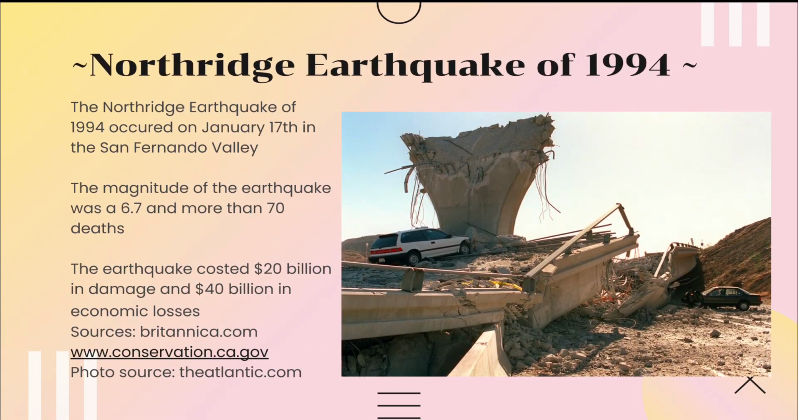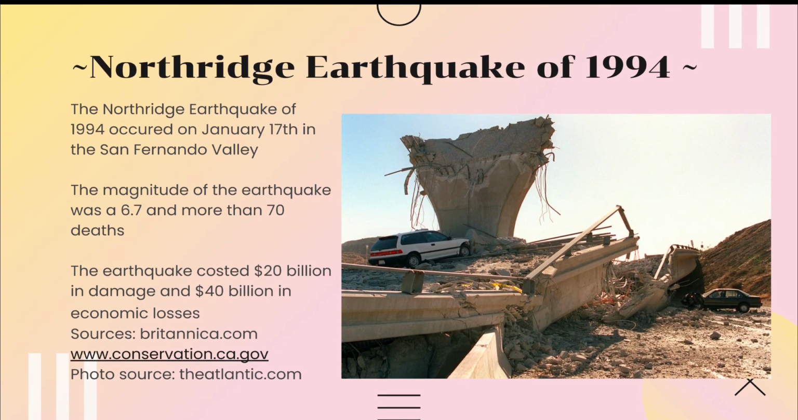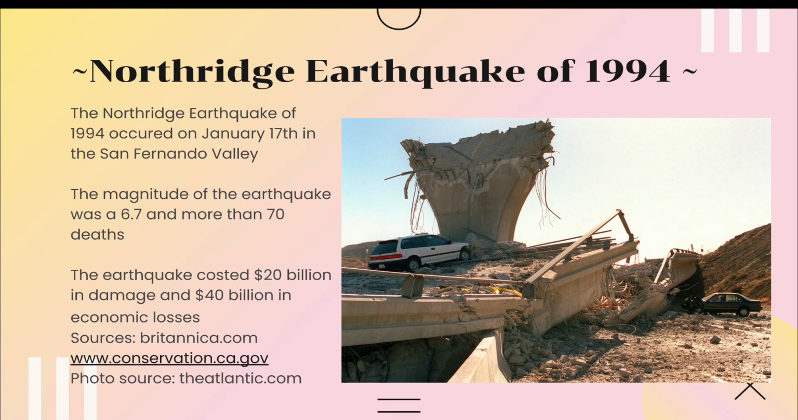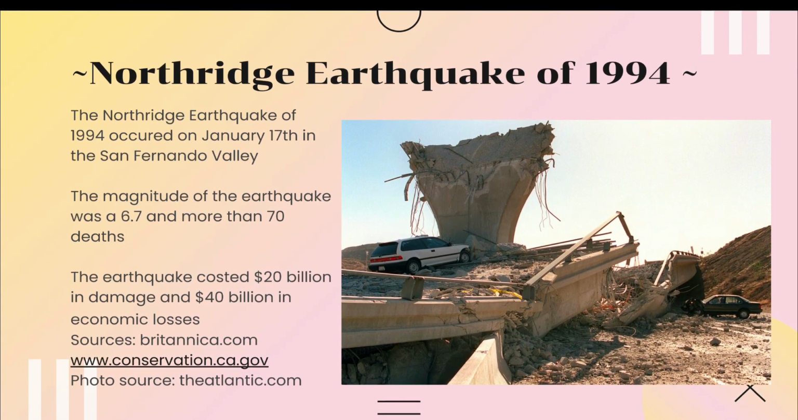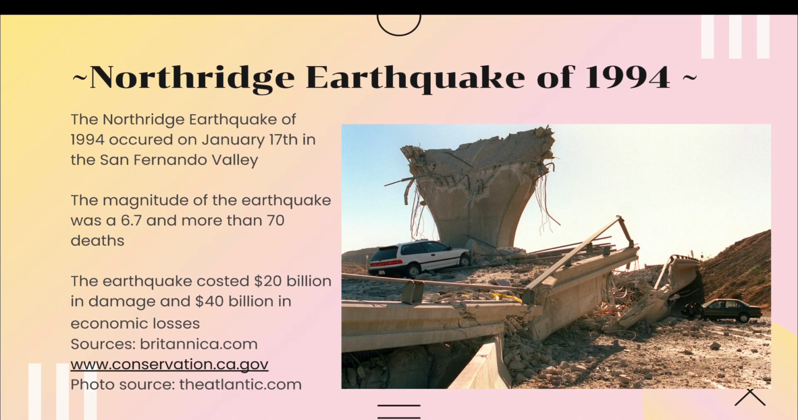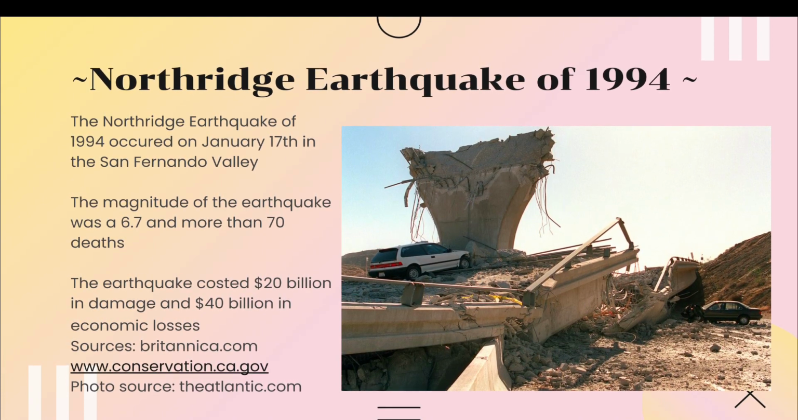On January 17, 1994, in Northridge, California, a 6.7 magnitude earthquake occurred with more than 70 deaths. The damages cost up to $20 billion, with economic losses costing $40 billion.